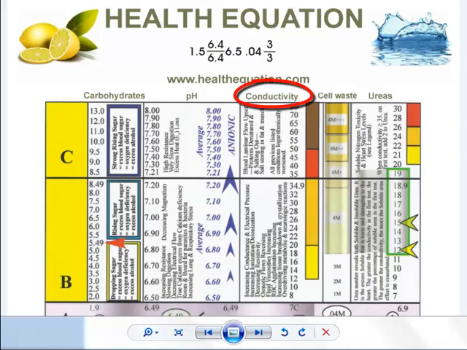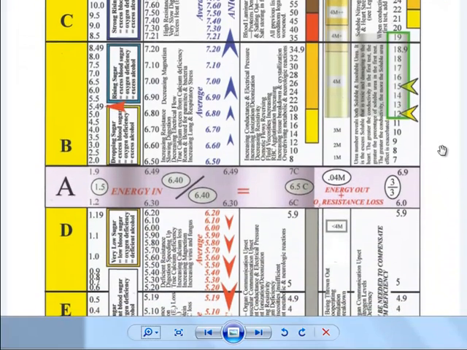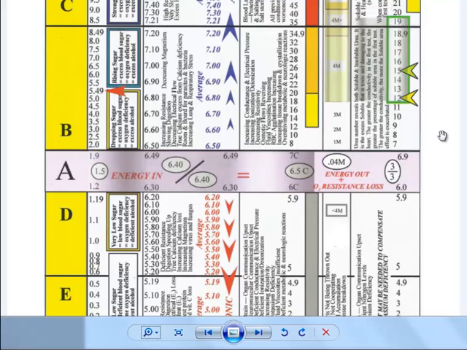In the conductivity zone, conductivity is a measure of the ability of a substance to conduct an electrical current. The body is designed to operate at certain current levels. When the current goes too high or too low, certain effects will be produced that will eventually result in the symptoms of degeneration.